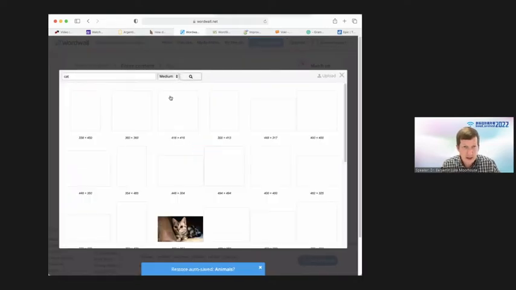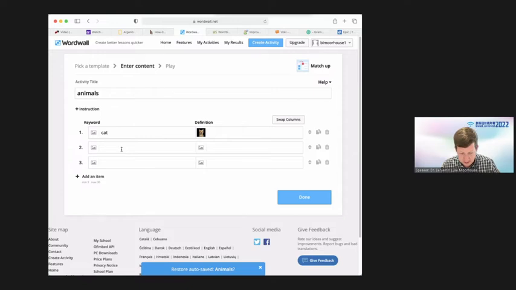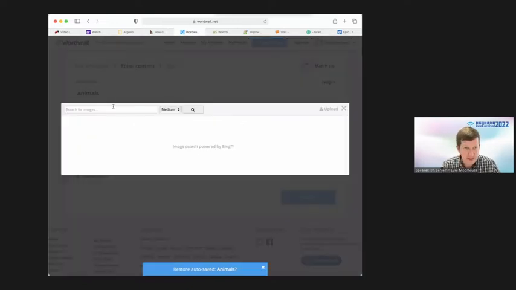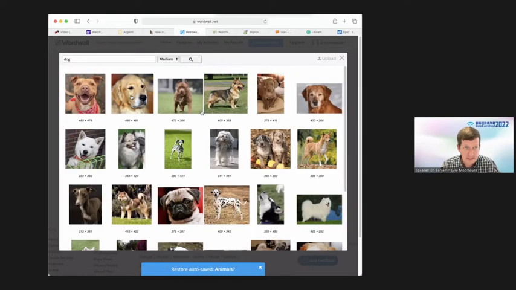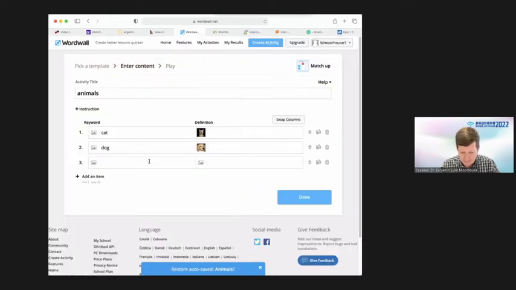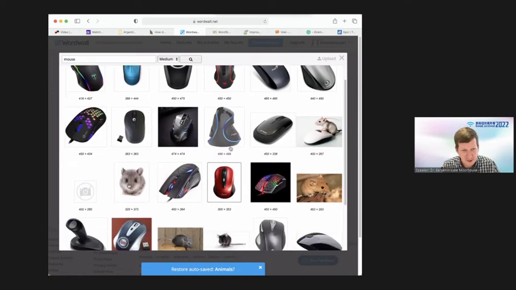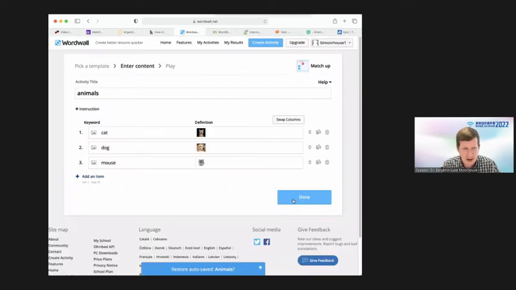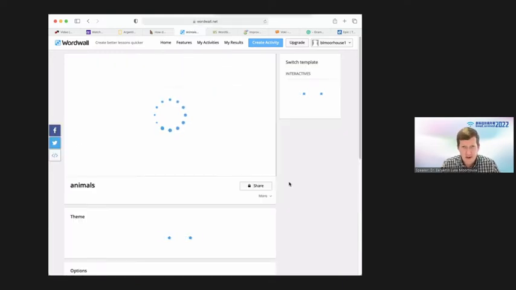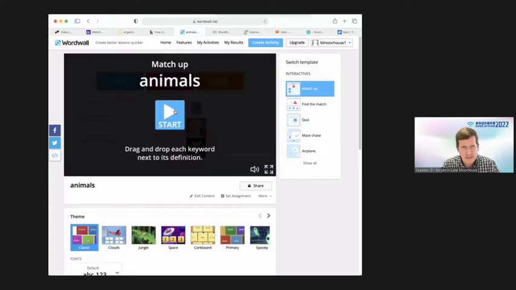Okay, and then dog. Okay, we can find a picture. Okay, mouse. And we can do this with the more complicated words as well. Okay, I see it comes up with a computer mouse. That's probably more common than a real mouse now. And then once we have all the words we want, we can have up to 30 words, then we can create a game. Okay, so I've created a match-up game here.